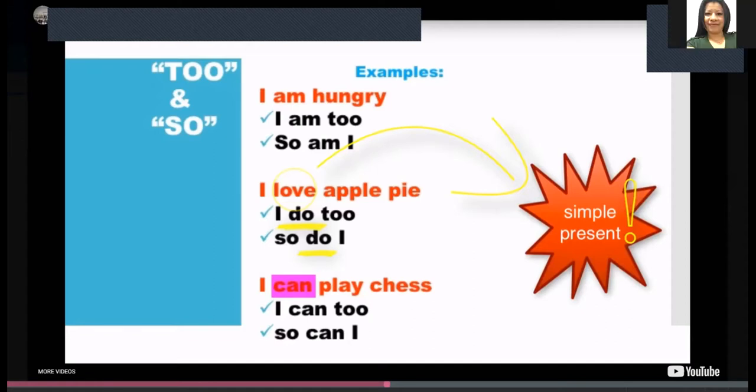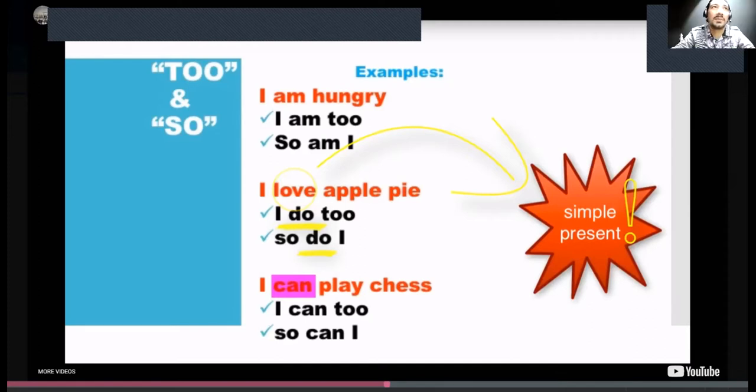Come on, guys. Y en español, teacher, el ejemplo del apple pie, ¿cómo sería en español las tres oraciones? Yo amo el pie de manzana. Yo también. También yo. Suena confuso, ¿eh? Pero hay que entender la posición de ese too, de ese so. Ok. Thank you. Excellent.